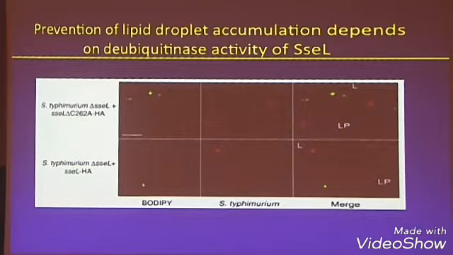And this is also shown here with this BODIPY stain. Here's Salmonella SseL mutant with a wild-type SseL. You get a few lipid droplets here, but if you take the point mutant, you get a lot more, meaning you need the deubiquitinase to suppress the lipid droplet formation.